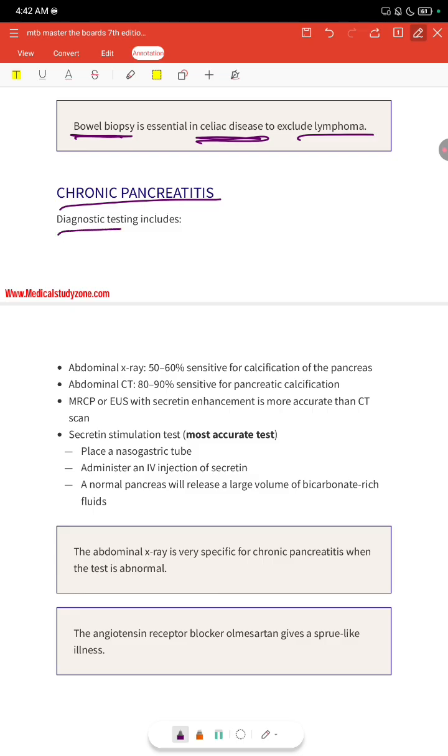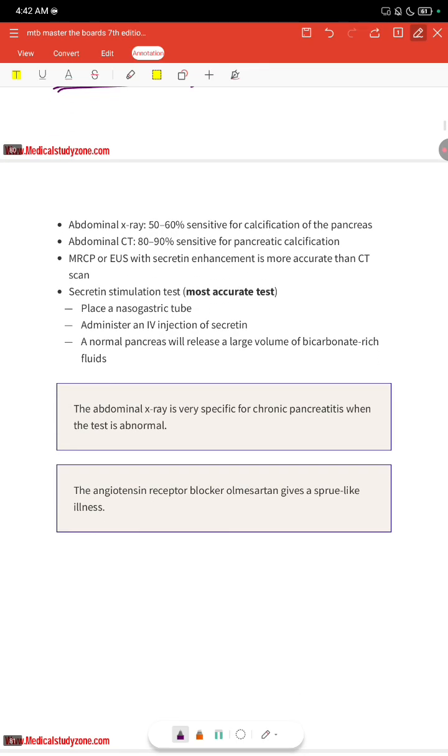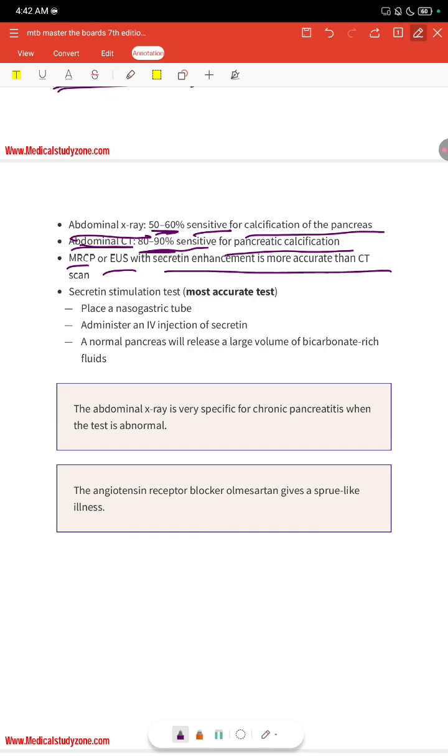Chronic pancreatitis. Diagnostic testing includes abdominal X-ray, 50 to 60% sensitive for calcification of the pancreas. Abdominal CT is 80 to 90% sensitive for pancreatic calcification. MRCP or EUS with secretin enhancement is more accurate than CT scan. So secretin stimulation test is the most accurate test.